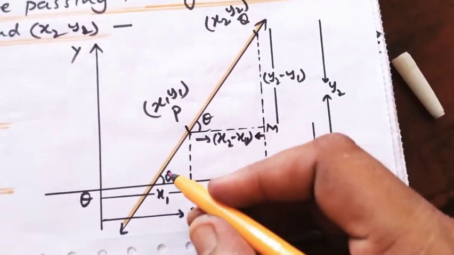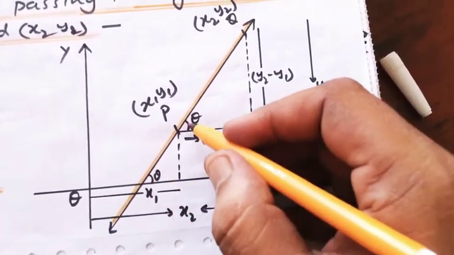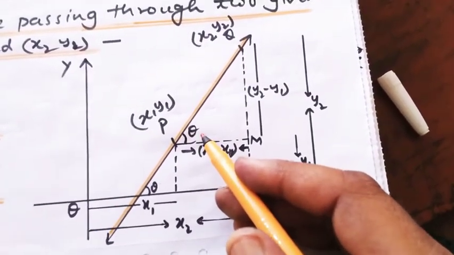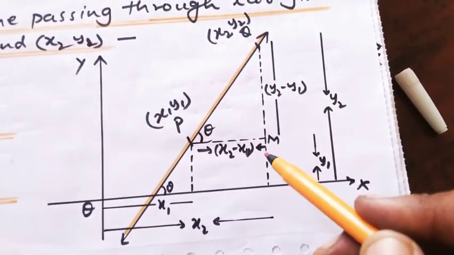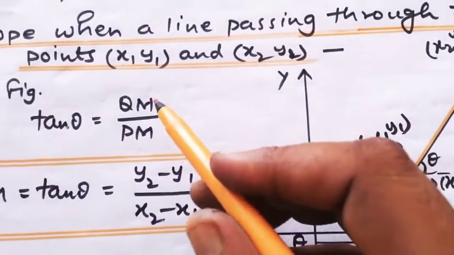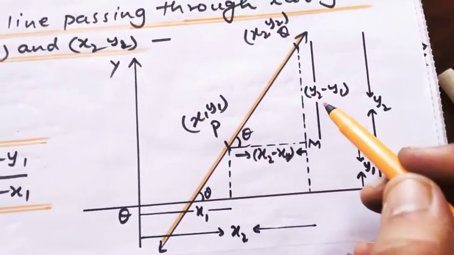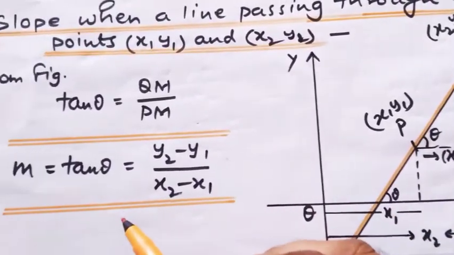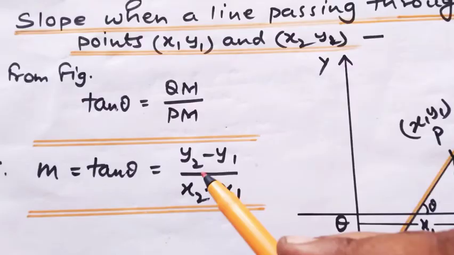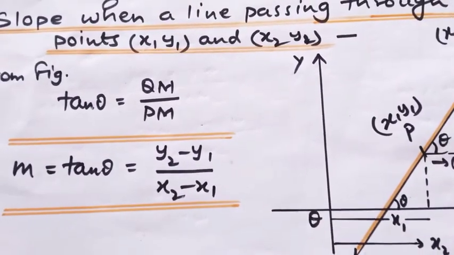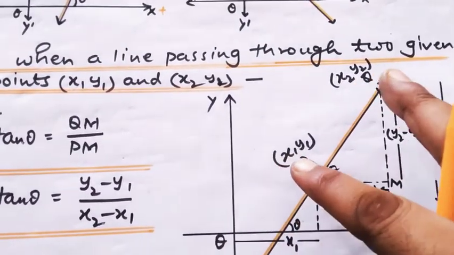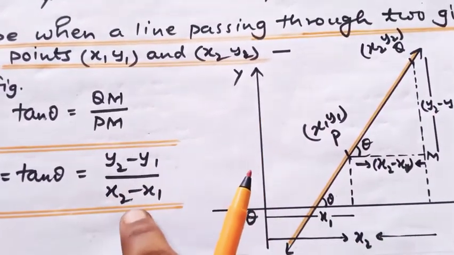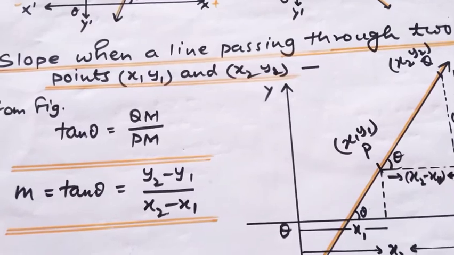Now, see that here this is angle theta, therefore this is also angle theta, corresponding angle. That means tan theta is equal to perpendicular upon base, that is QM upon PM. Here QM is y2 minus y1 and PM is x2 minus x1. That means slope m is equal to tan theta is equal to y2 minus y1 upon x2 minus x1. That is, if two points are given and you have to find the slope, take y2 minus y1 upon x2 minus x1, and the slope comes out.